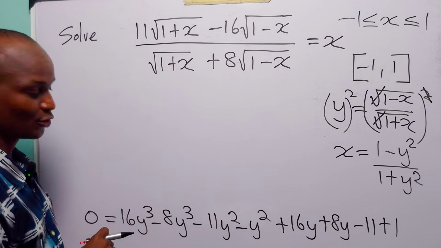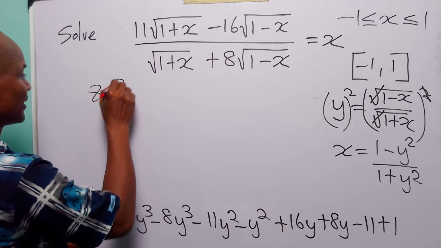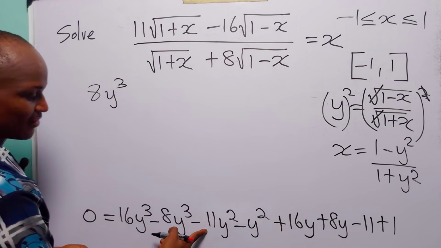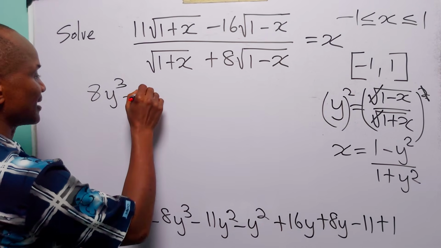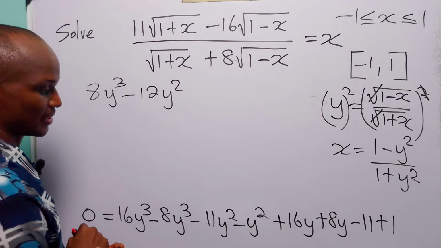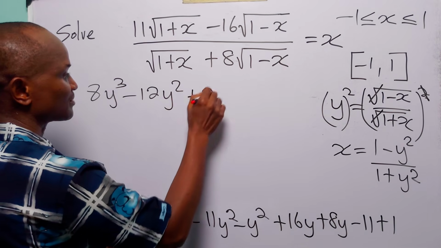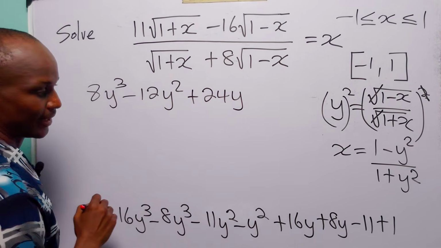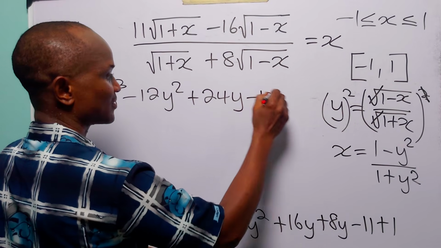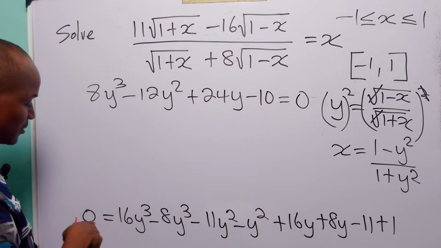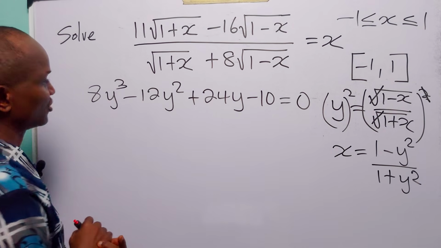Now, 16y cubed minus 8y cubed is going to give us 8y cubed. Minus 11y squared minus y squared is going to give us minus 12y squared. 16y plus 8y is going to give us plus 24y. And minus 11 plus 1 is going to give us minus 10. And this is equal to 0. Now we have a cubic equation.